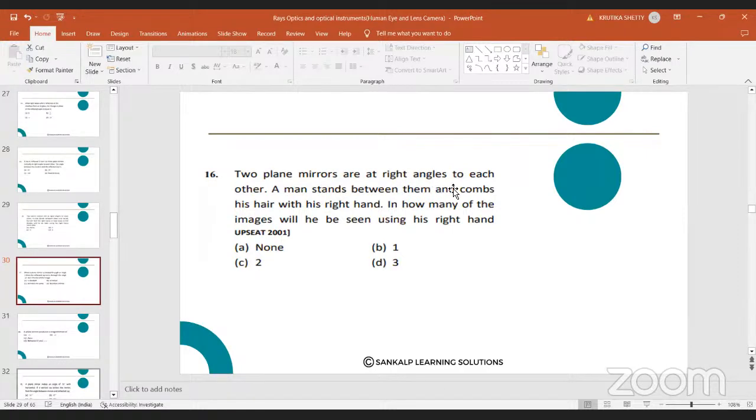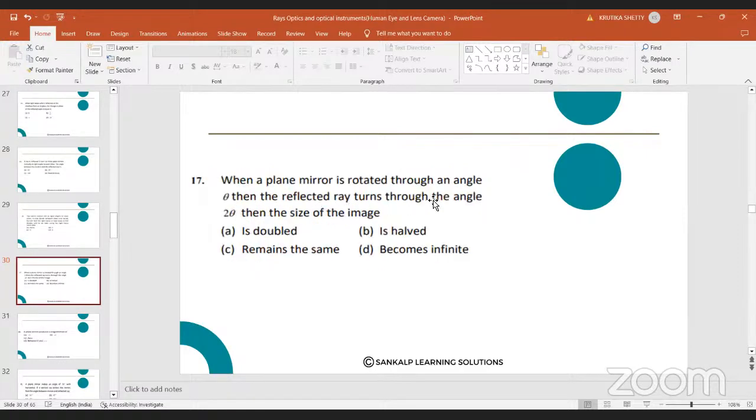When a plane mirror is rotated through an angle theta, then the reflected ray turns through the angle 2 theta. Then the size of the image is doubled, is halved, remains the same, or becomes infinity. So the mirror angle is changing, therefore the reflected angle is changing by 2 theta. What happens to the size of the image? The image remains the same. It is unaffected. Option C is right, because due to the change in the angle, the size of the image is not going to change. So option C is right.